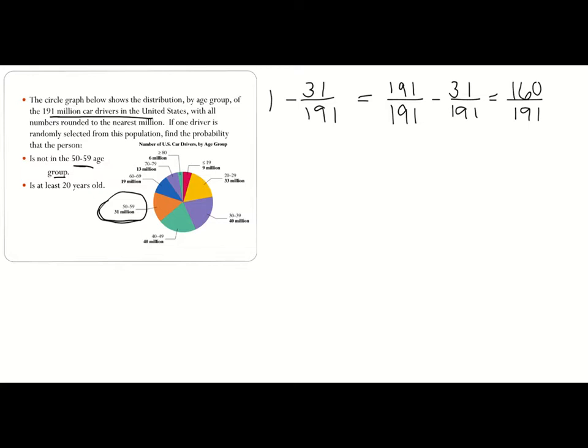And then next, they are at least 20 years old. So that means anything that is greater than 19 years. So if we look on here, they're at least 20 years old. The only group that is less than 20 is the less than or equal to 19, and that's 9 million people. So we're going to do 1 minus 9 over 191. And when we subtract, we get 182 out of 191. The rest of them are at least 20 years old.